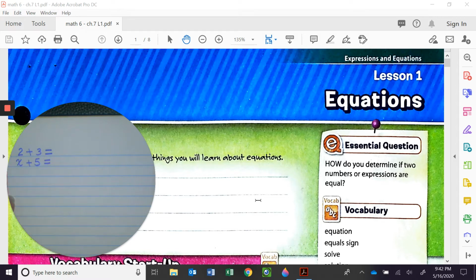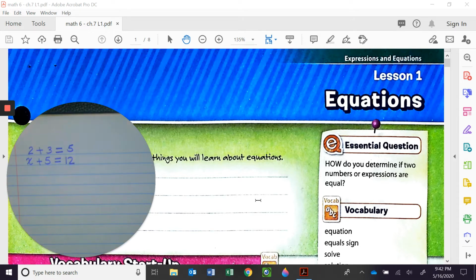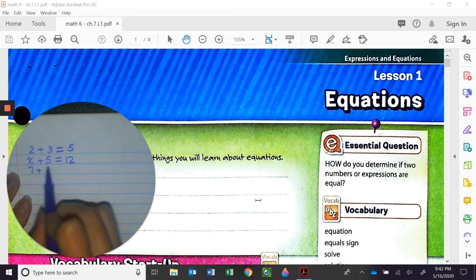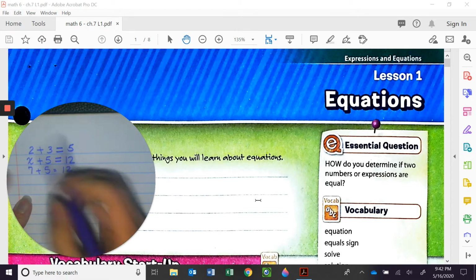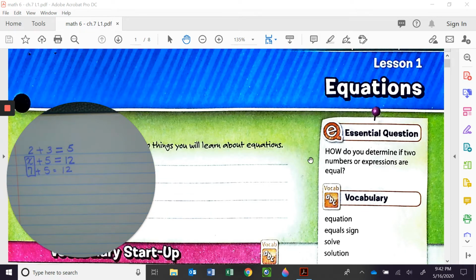Well, so we know that 2 plus 3 is equal to 5. We know that, okay? But in an equation like this one, where it's x plus 5, it can be equal to anything, and then it will be your job to figure out what that x means, okay? So we know that 7 plus 5 equals 12, therefore x has to be 7. Okay, so that's solving an equation. But the moment we put that equal sign, that's what makes it the equation.